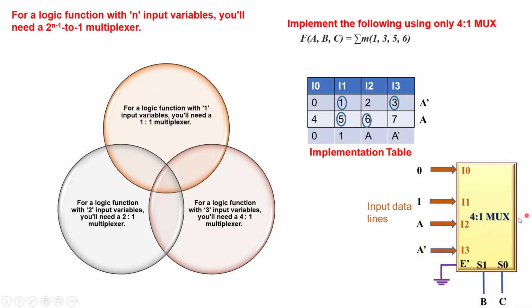Finally, here comes the output of the 4:1 MUX. Therefore, for the 4 possible input combinations of B and C, you can see that I0 to I3 can be selected one by one. And whatever the logic one of these 4 lines will carry, that gets connected to the output.